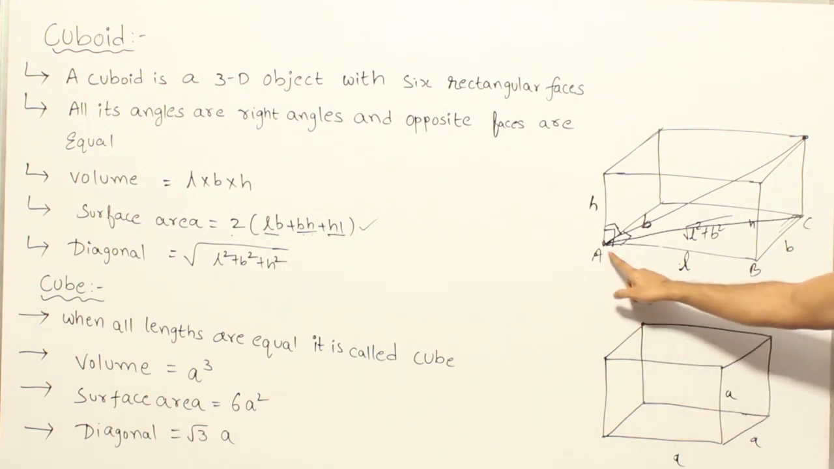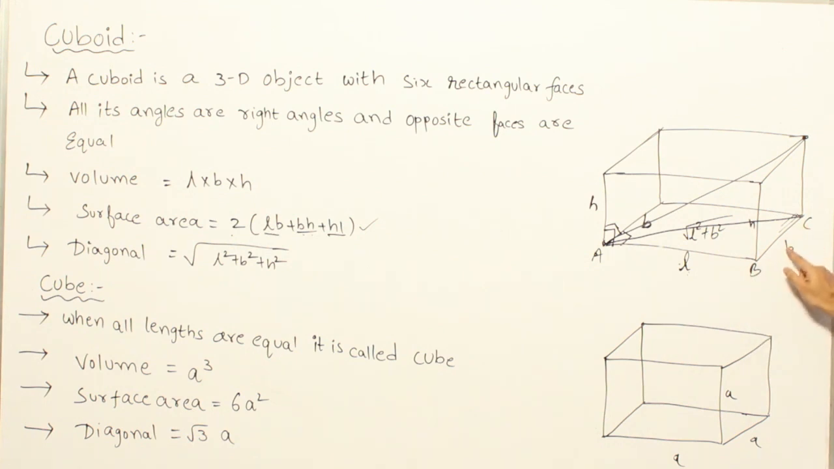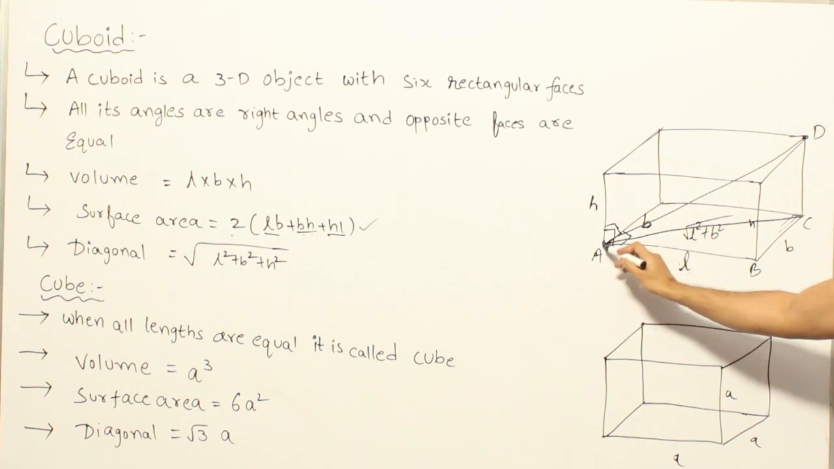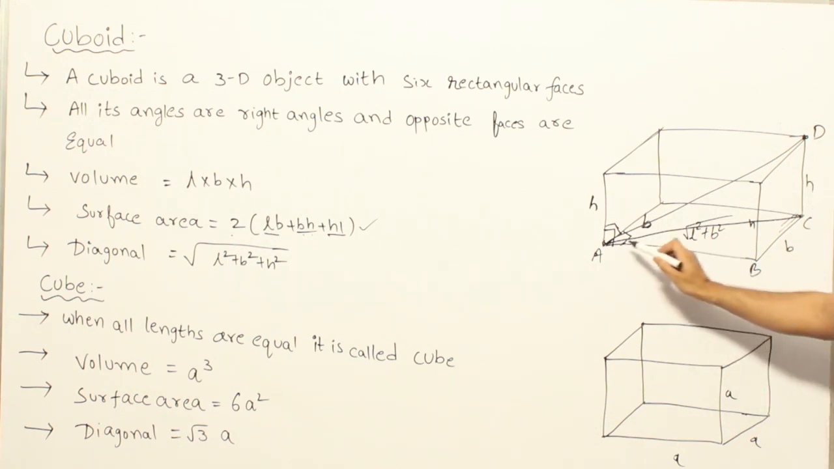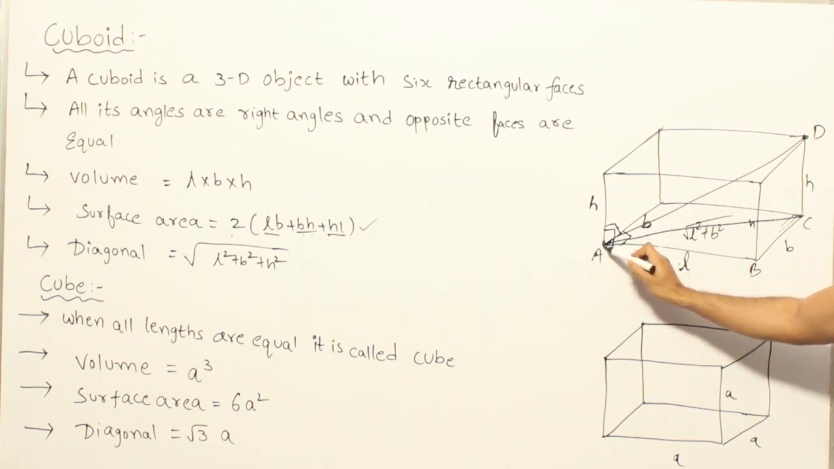If you see the triangle ABC, AB is L and BC is B. Therefore, according to Pythagoras theorem, the length of AC is root of L square plus B square. Now if you see one more right angle triangle, ACD, AC is root of L square plus B square, and CD is H, right? And now we want this diagonal, AD.